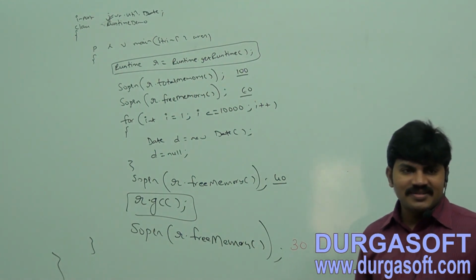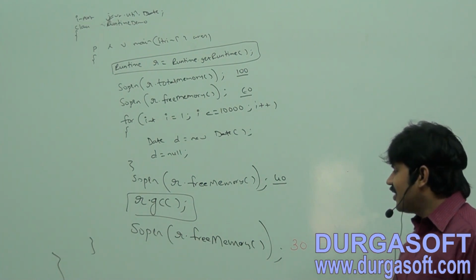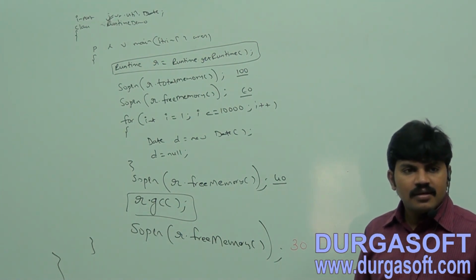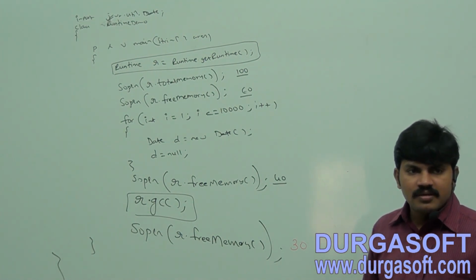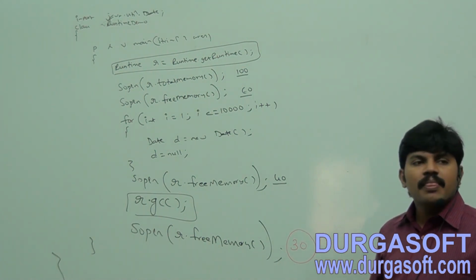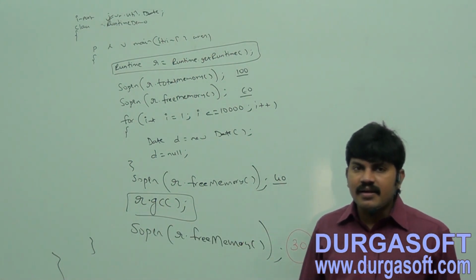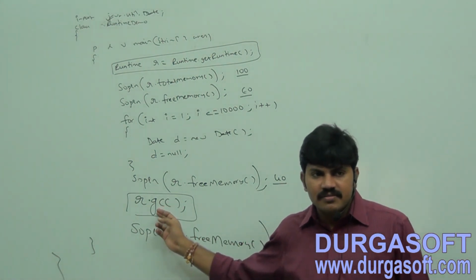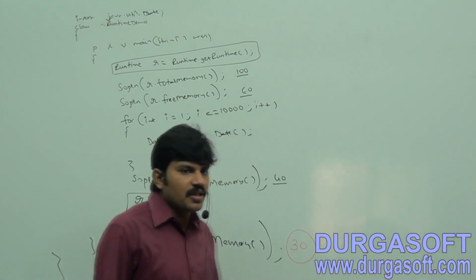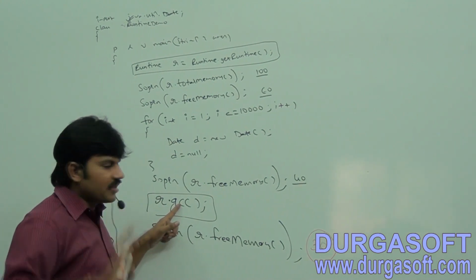Is it possible or not? No, nothing is impossible. Is 30 possible or not? Possible. Because assume if I am calling R.gc, is there any guarantee that the JVM compulsorily runs the garbage collector? No, there is no guarantee. That's why the garbage collector has not yet come.